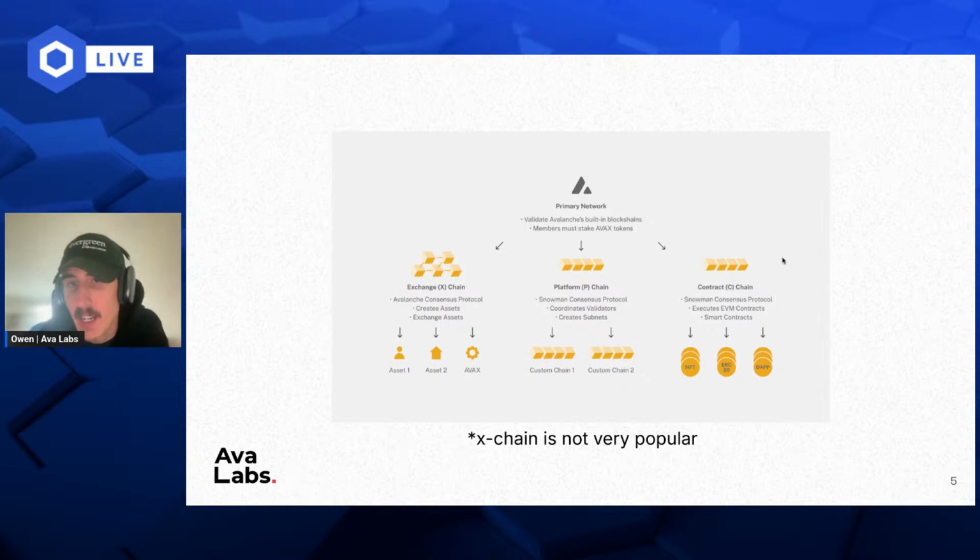And then on the right-hand side here, we have the Avalanche C chain, which stands for contract. And this is your run-of-the-mill, I guess not run-of-the-mill, a bit faster EVM chain. So it's high throughput, low transaction cost, fast time to finality, and it's essentially Avalanche's version of the Ethereum virtual machine.